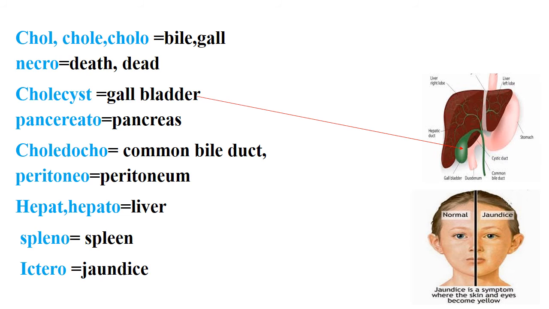نسمع دائما مصطلح necrotic tissue, necrotic cell, يعني خلايا ميتة, أنسجة ميتة. The cholecyst, which means gallbladder, اللي هي بالاسمها المرارة. The pancreato, which means the pancreas. Choledocho, which means common bile duct. And peritoneo, which means the peritoneum, the غشاء يحيط the organs of the abdomen. Peritoneal organs of جميع أجزاء البطن تحاط بهذا الغشاء. All the parts of the abdomen are covered by peritoneum.